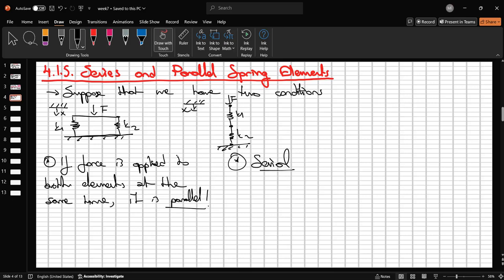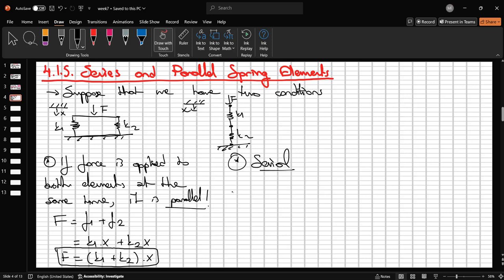And so, how can we do that? The generated F must be equal to what? F1 plus F2 in here. And also, we can write these values like this, K1x plus K2x, right? This is the formula. And so, if we have any parallel spring, we can sum them with each other.